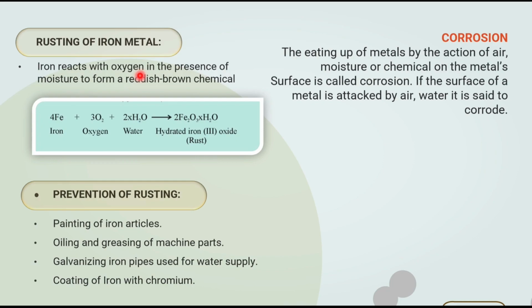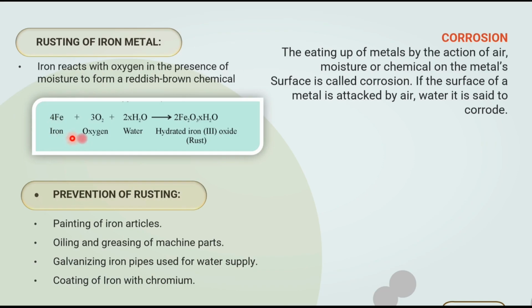Iron reacts with oxygen in the presence of moisture. When iron reacts with atmospheric oxygen in the presence of moisture, it leads to the formation of a reddish brown chemical. This is how the chemical reaction with respect to rusting of iron takes place.